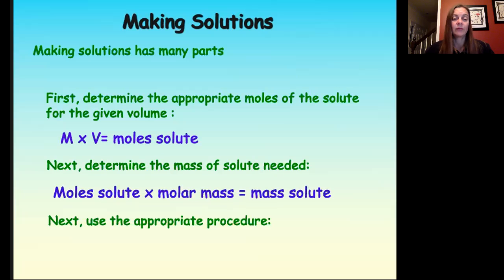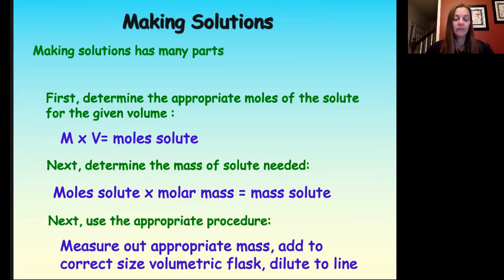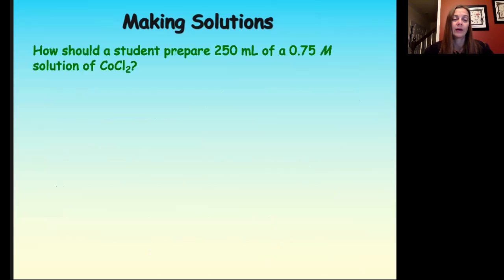So if you're asked how you would make a solution, you want to measure out the appropriate mass. You want to add it to the correct size volumetric flask. It's very important when we're trying to make a solution precisely that we know exactly the volume. And so the volumetric flask is always the appropriate choice for making a solution. And then we're going to dilute it to the line and mix. So as a student, how should you prepare 250 milliliters of a 0.75 molar solution of cobalt-2 chloride?